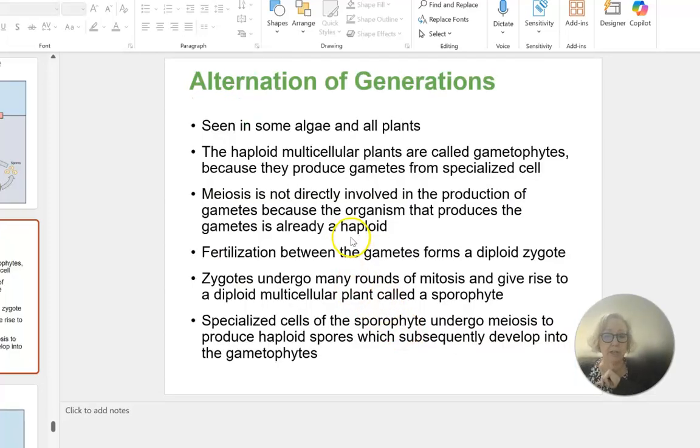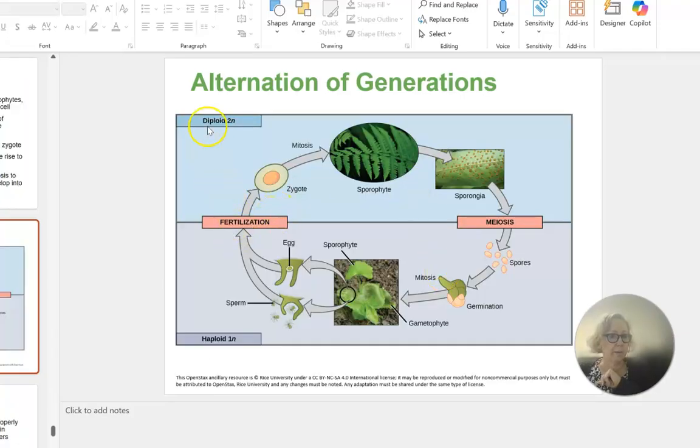Alternation of generations. This is plants and algae. I'm going to throw some algae in there. Okay? This is what this looks like. So here's your diploid stage. Here's your little fern frond. Here's your sporangia that are on the bottom of your fern frond. You start out as a zygote, make a little fern frond, sporangia. This is your diploid life.